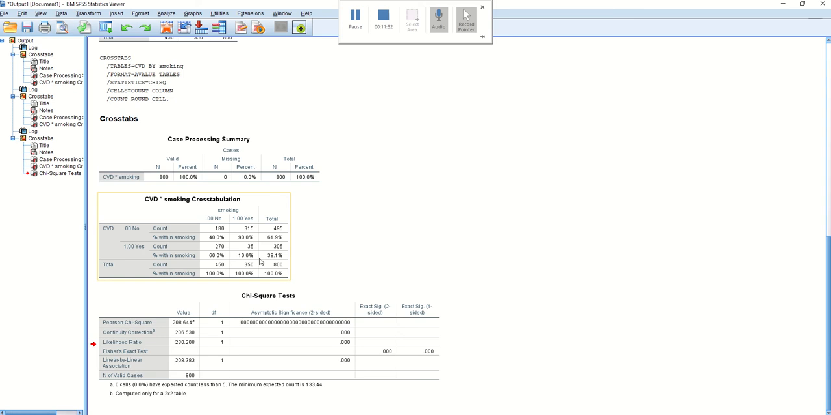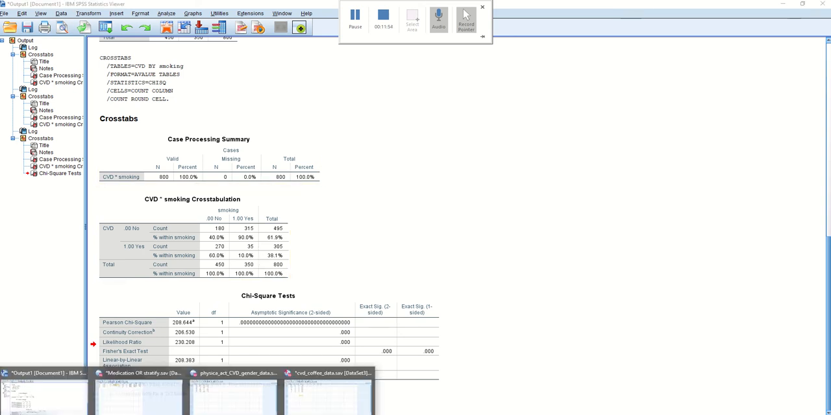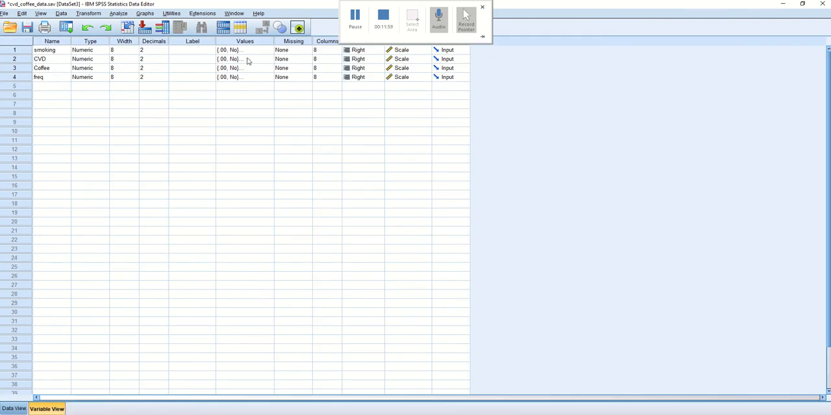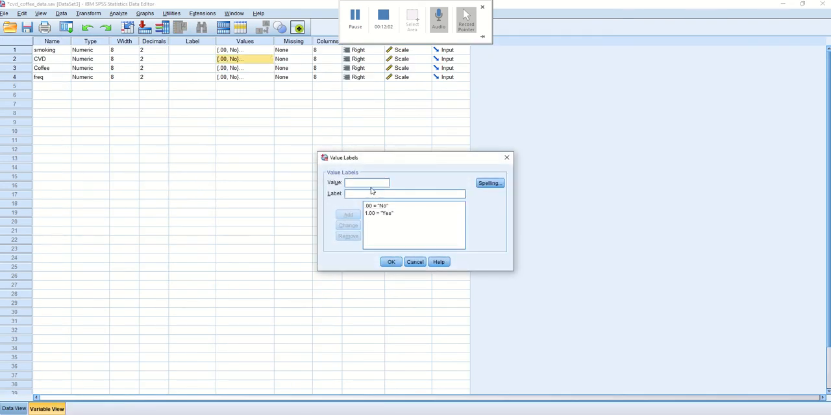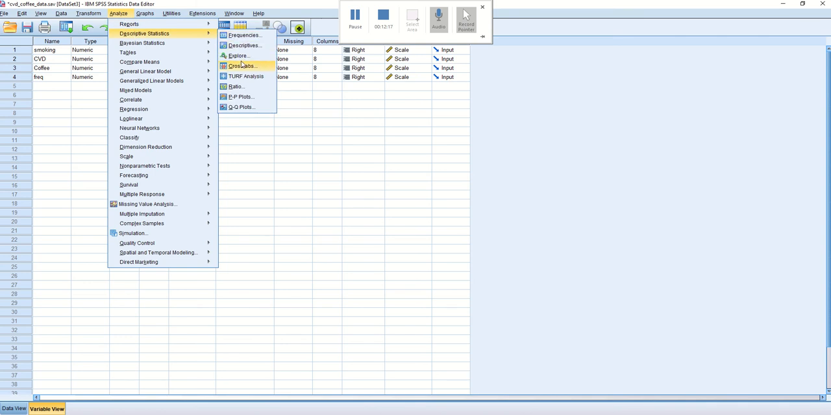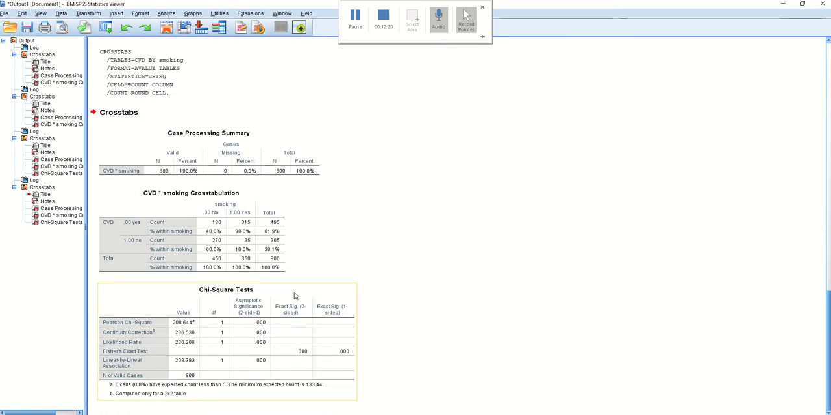Now, to correct for that, what you need to do is simply go back to the data, go under variable view, and for CVD, just change the coding. So the no becomes the yes, and the one becomes the no. And I think that should take care of it. Let's rerun the study, cross tab, rerun, and yeah.